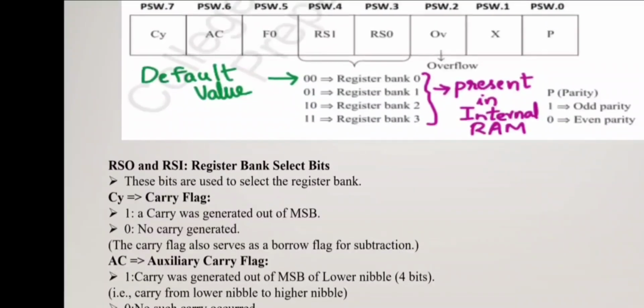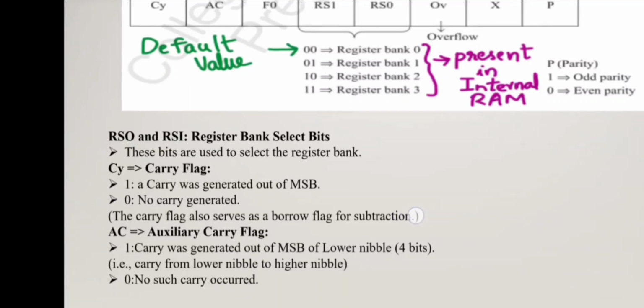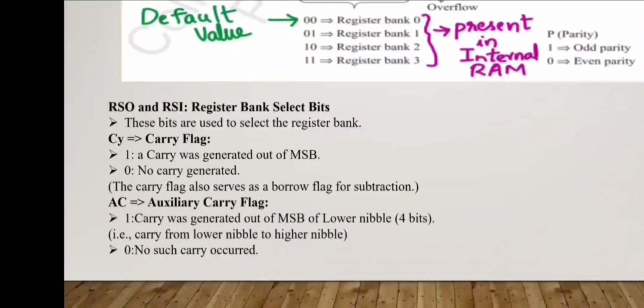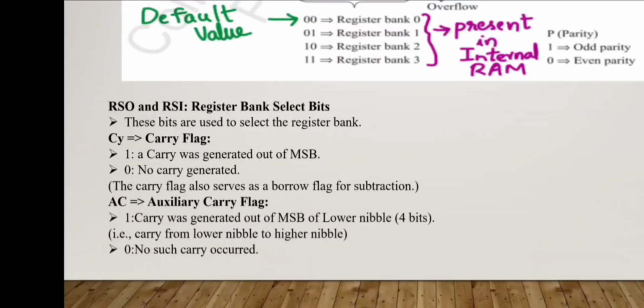Okay, so CY is the carry flag. If it is 1, then carry was generated out of MSB. If it is 0, no carry is generated. The carry flag also serves as the borrow flag for subtraction. So in the case of subtraction, if a borrow occurs, then the carry flag will be 1. If there is no borrow, then the carry flag will be 0.